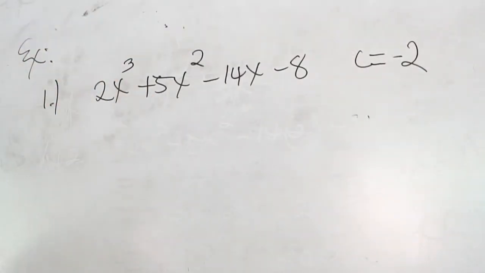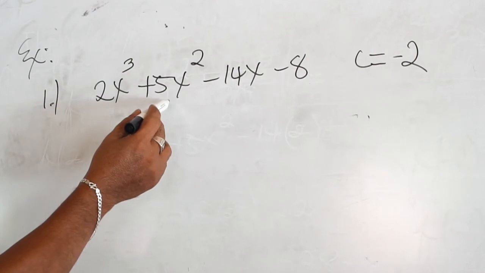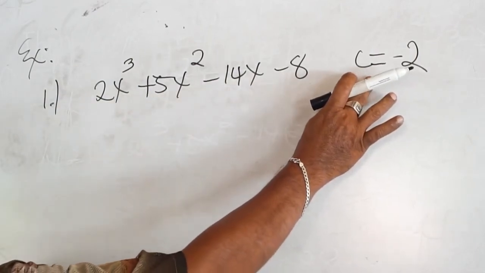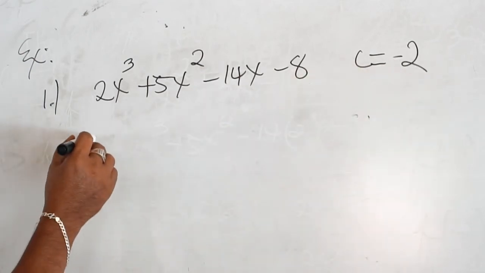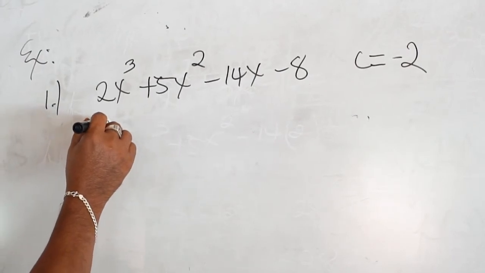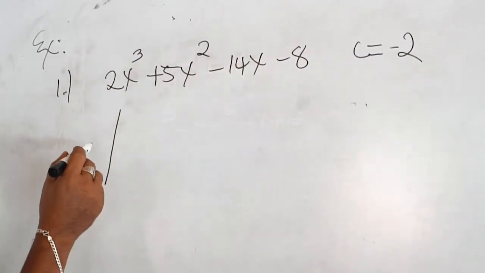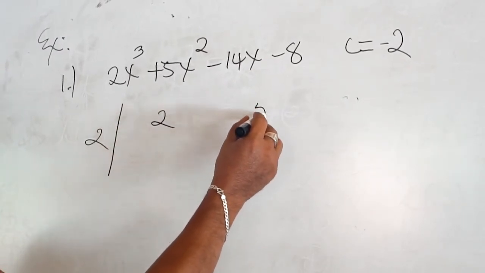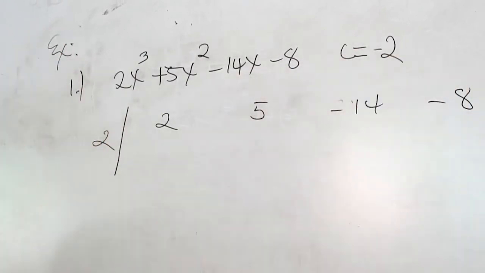Okay, so let us use the synthetic division. Okay, we use the same example. We have 2x cubed positive 5x squared negative 14x negative 8. So if c is equal to negative 2. Okay, so this is now the solution on how to use the synthetic division. We have negative 2 change to positive. Okay, we have 2, then 5, negative 14, then we have negative 8.